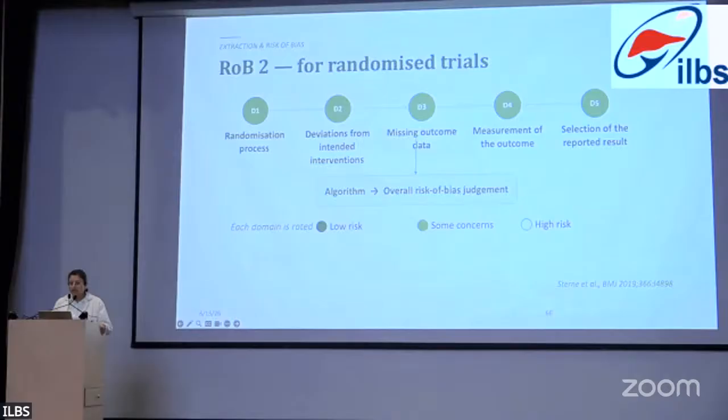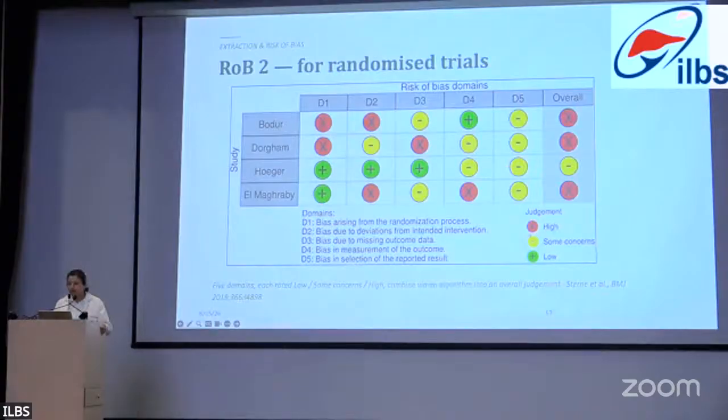So as we know, for randomized trials, bias can come in at any step: randomization process, deviation from intended intervention, missing outcome data, measurement of the outcome, or selection of the reported result. So these are called the domains in the risk of bias tool. So there are 5 domains in the RoB tool, and each domain is then rated as low risk, some concerns, or high risk. So this is how the RoB 2 figure looks like. If you have gone through systematic reviews, then these are high risk, these are some concerns, and these are low risk. So these are the 5 domains, and this is for each study.